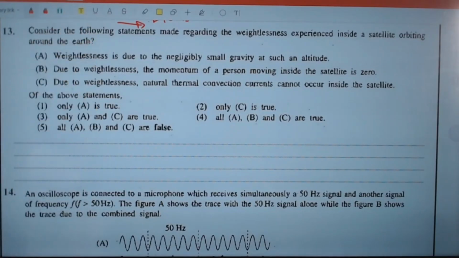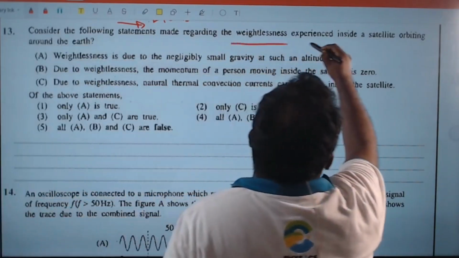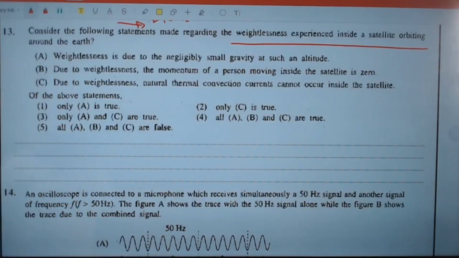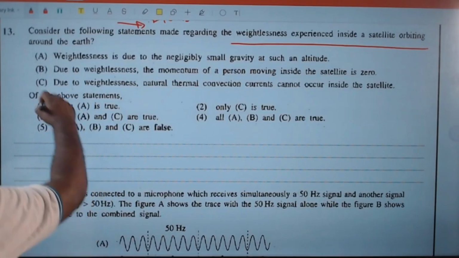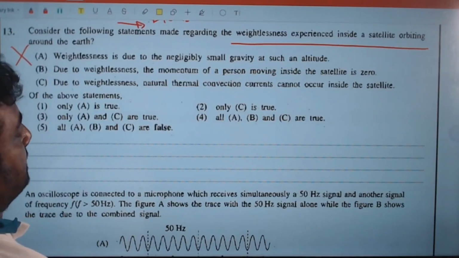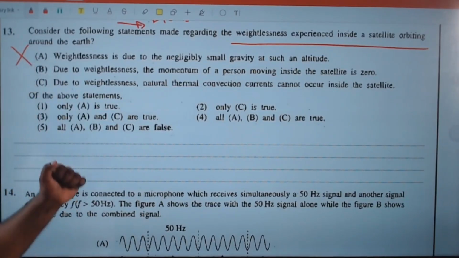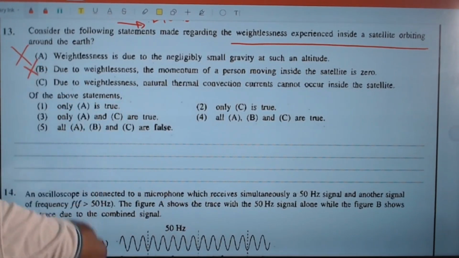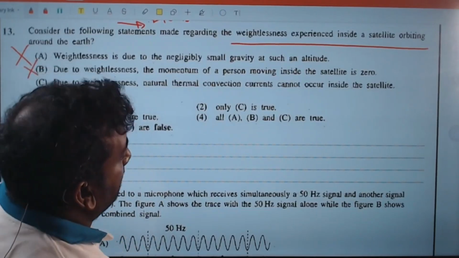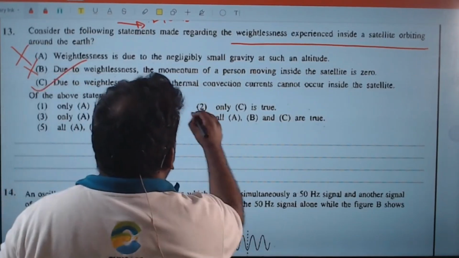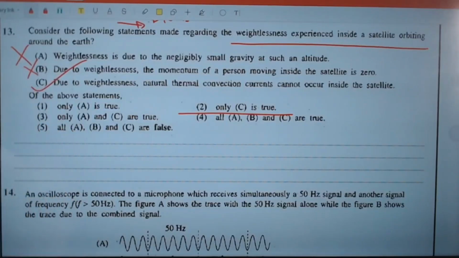Consider the following statements regarding weightlessness experienced inside a satellite. Weightless means resultant forces are cancelling off. Weightlessness is due to negligible gravity at altitude. Wrong. Gravity is there. Due to weightlessness, the momentum of a person inside the satellite is 0. Momentum 0, you can't tell. Due to weightlessness, natural convection cannot occur. Correct. For natural convection to occur, gravity should be there. The only correct answer is answer number 2.